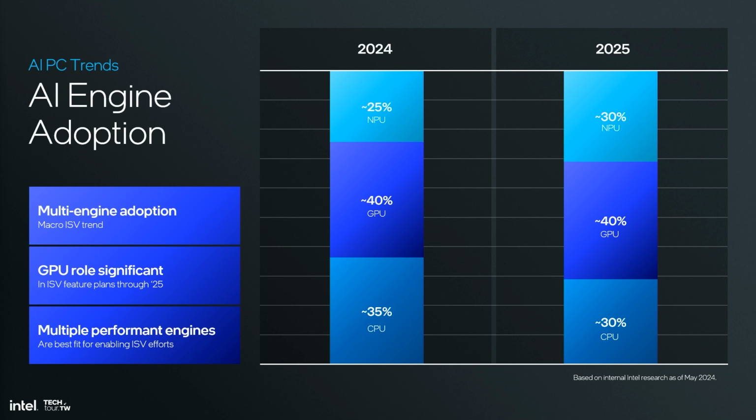So you can do things like voice recognition or fingerprint recognition or face recognition constant on 24/7. You need a low power efficient engine. So there is a need for multi-engines to maximize the experience on PC.